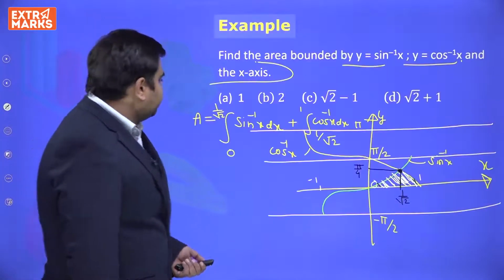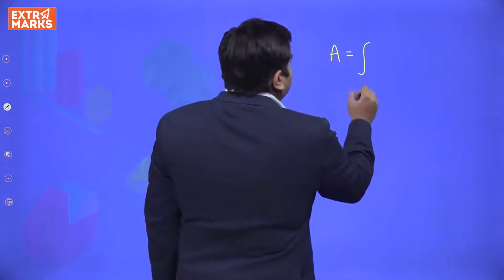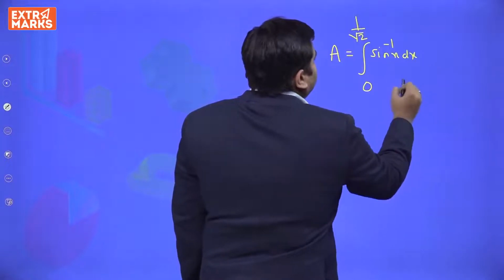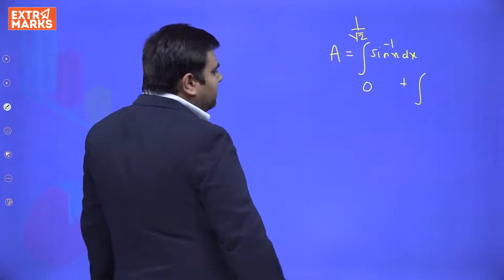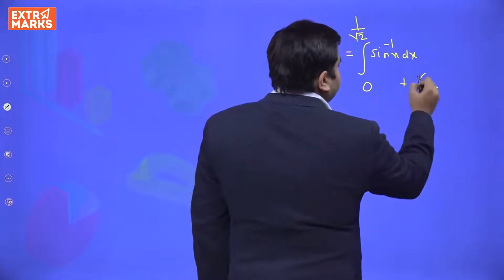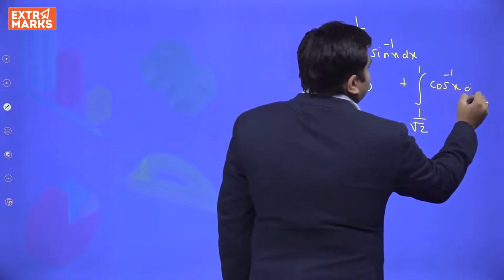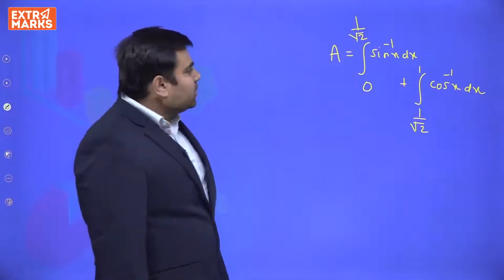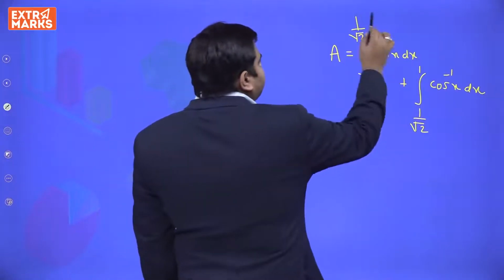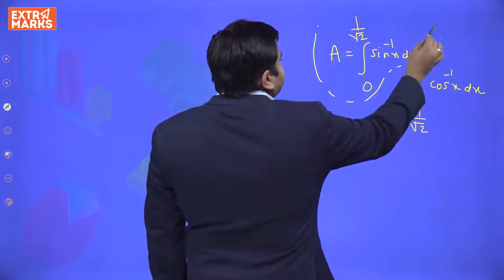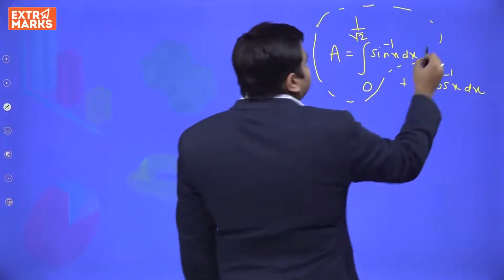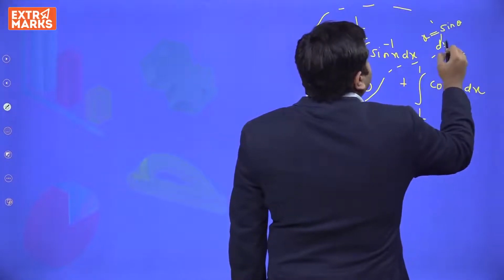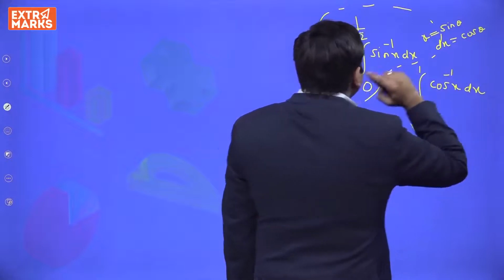So let's quickly have a look at it. The expression is 0 to 1 by root 2 sine inverse x dx plus 1 by root 2 to 1 cos inverse x dx. So I would be making use of inverse trigonometric functions over here. Now to evaluate this integration, I will substitute x equal to sine theta. So what will be dx? Dx will be cos theta d theta.